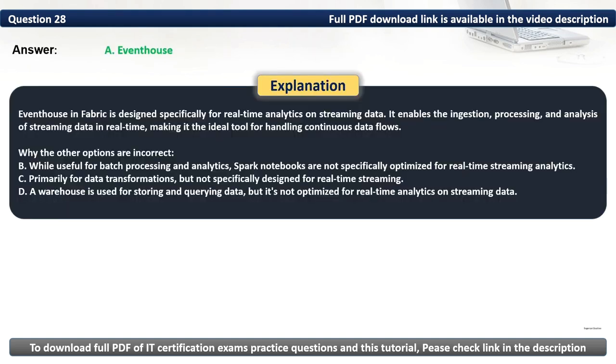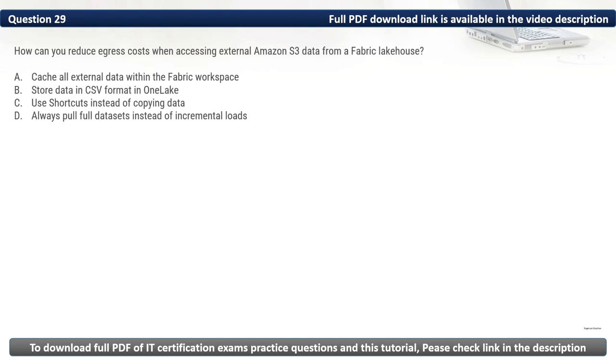Event House in Fabric is designed specifically for real-time analytics on streaming data. It enables the ingestion, processing, and analysis of streaming data in real time, making it the ideal tool for handling continuous data flows. Question 29. How can you reduce egress costs when accessing external Amazon S3 data from a Fabric Lakehouse?